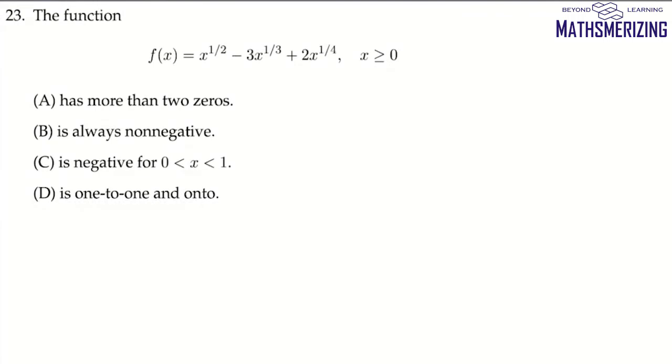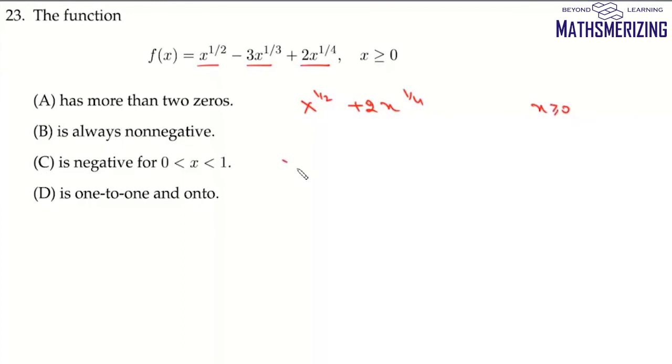Now question number 23 is, this function f(x) is x to the power 1 by 2 minus 3x to the power 1 by 3 plus 2x to the power 1 by 4 when x is greater than or equal to 0, then which of the following options is correct? Now what we'll do is, we'll take this x to the power 1 by 2 plus 2x to the power 1 by 4, and it is given that x is greater than or equal to 0.